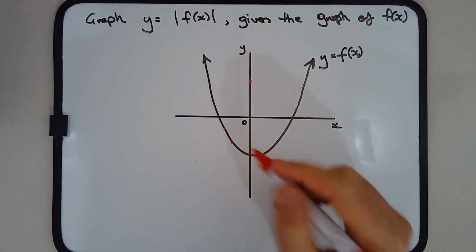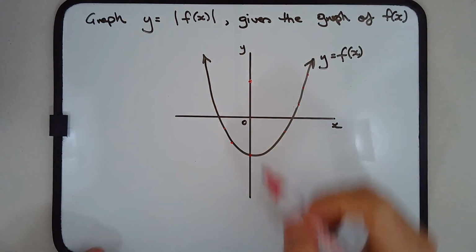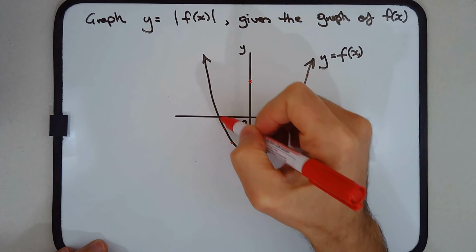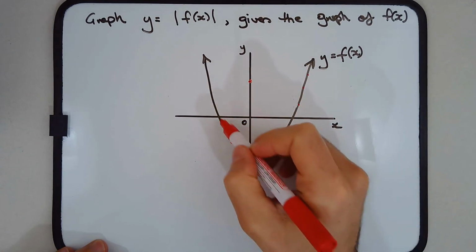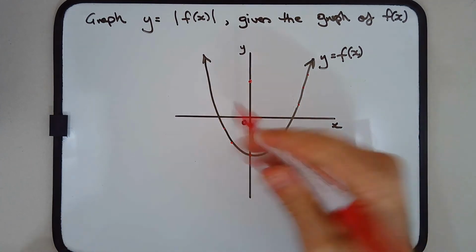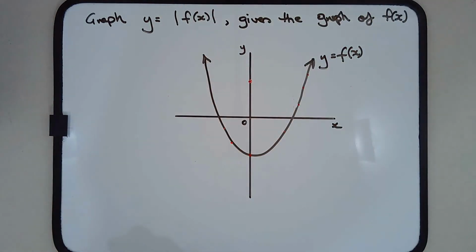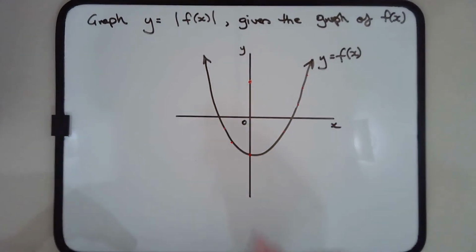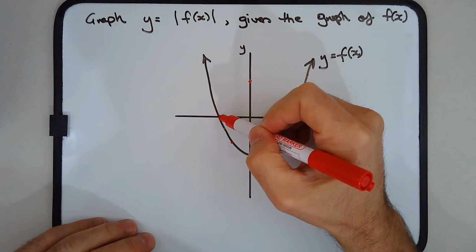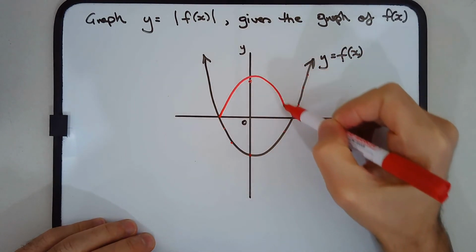To cut a long story short, I might just draw the resultant graph. You're reflecting this part of the graph here under the x-axis, kind of like folding it over the x-axis, to the positive part there. So it's going to look something like that.